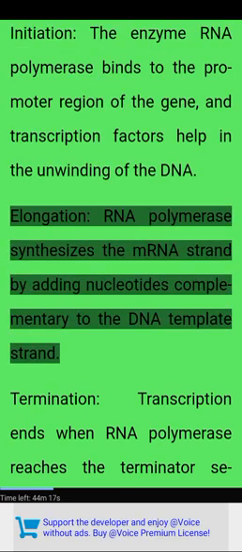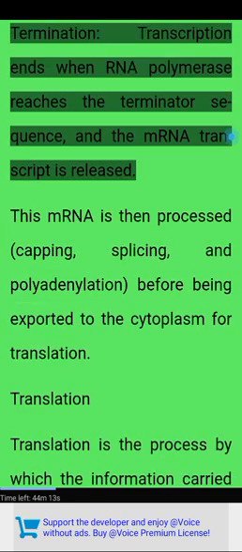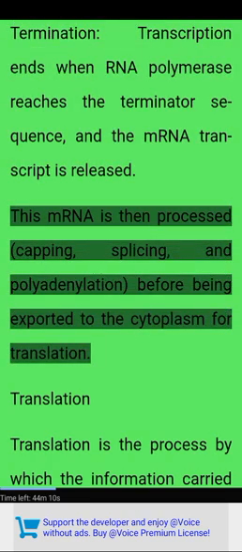of the DNA. Elongation: RNA polymerase synthesizes the mRNA strand by adding nucleotides complementary to the DNA template strand. Termination: transcription ends when RNA polymerase reaches the terminator sequence, and the mRNA transcript is released. This mRNA is then processed by capping, splicing, and polyadenylation before being exported to the cytoplasm for translation.